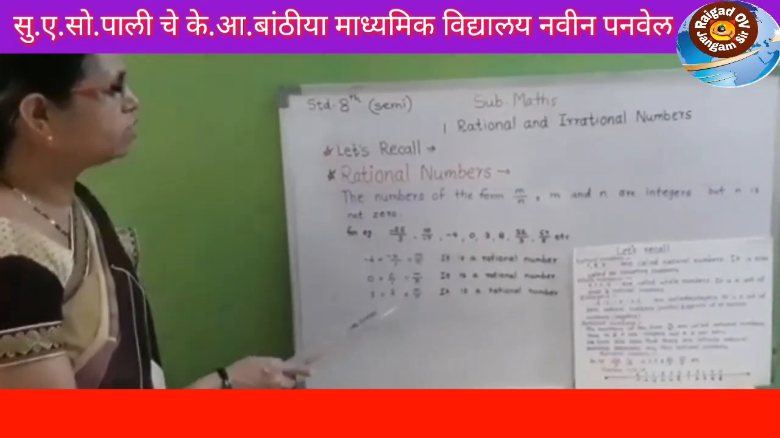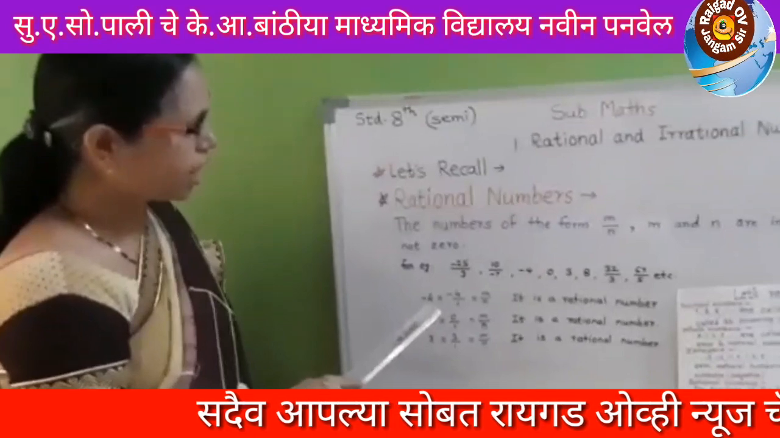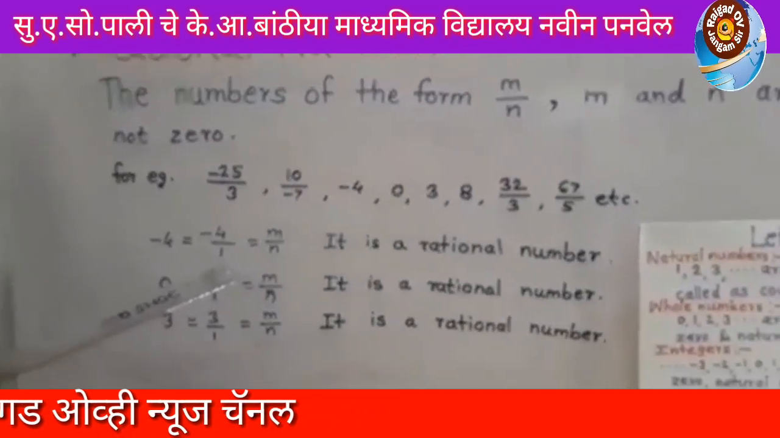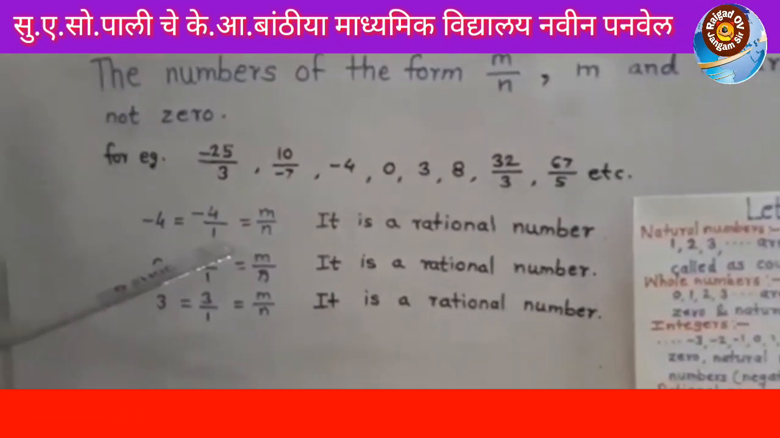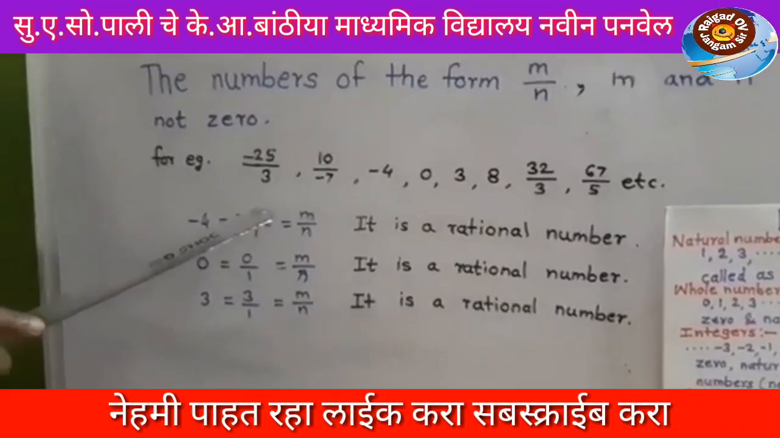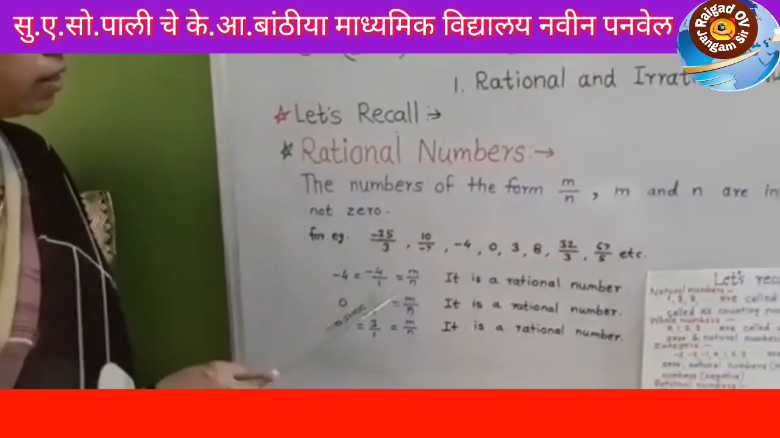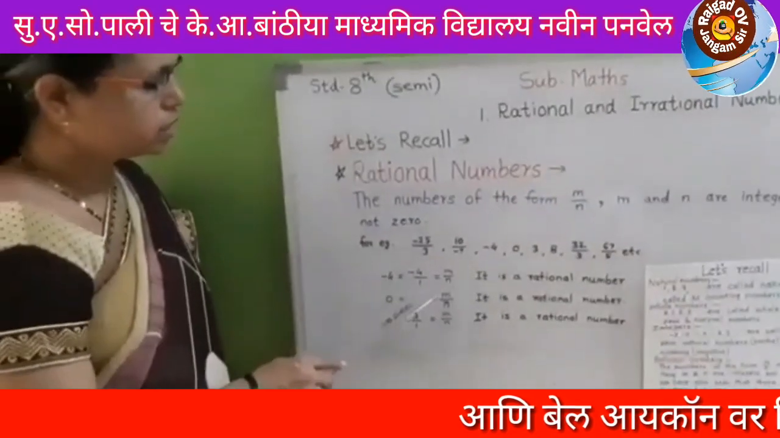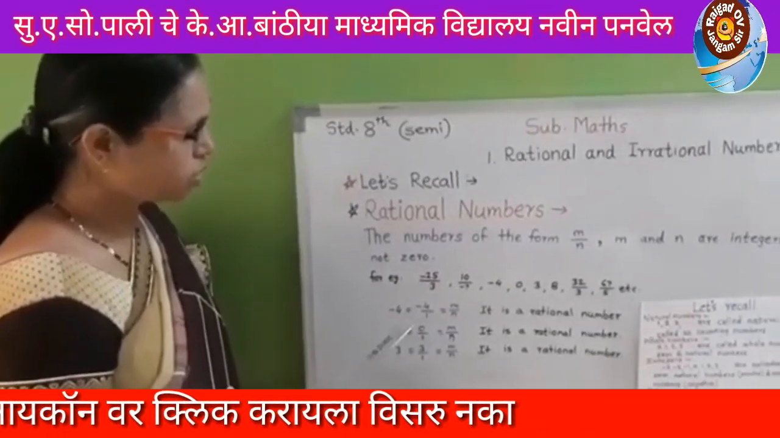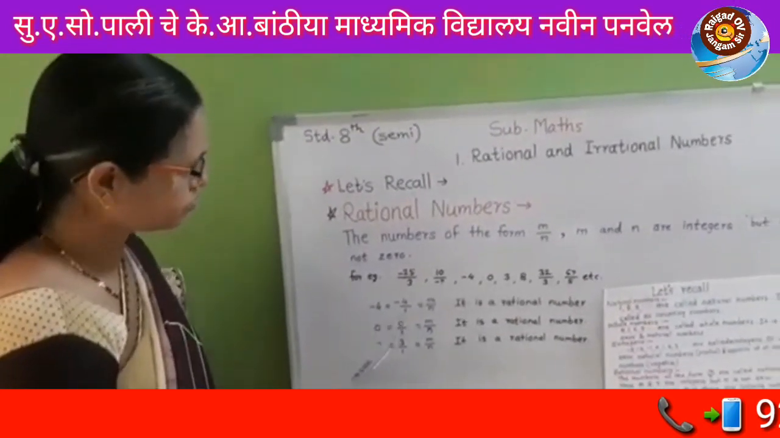Next example, -4. -4 can be written as -4 by 1, which is in the form of m by n. Here -4 and 1 are integers and n is not 0. So -4 is a negative rational number.